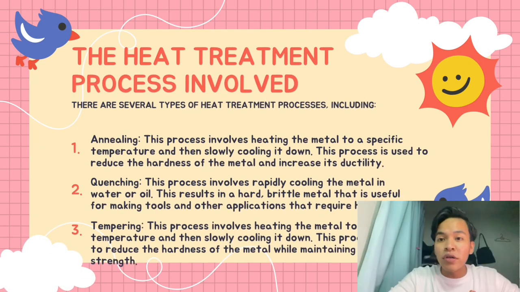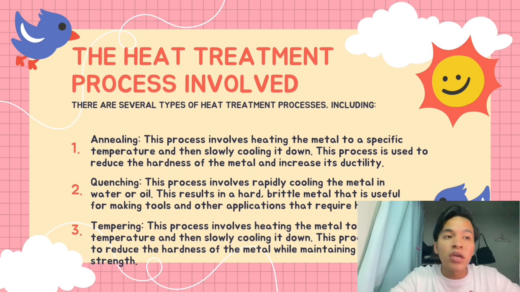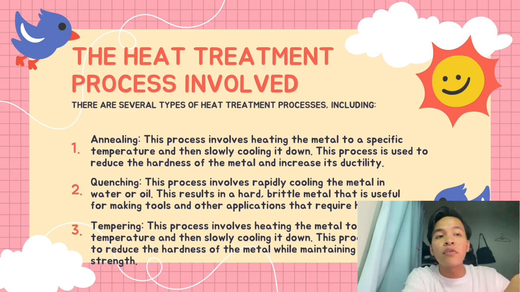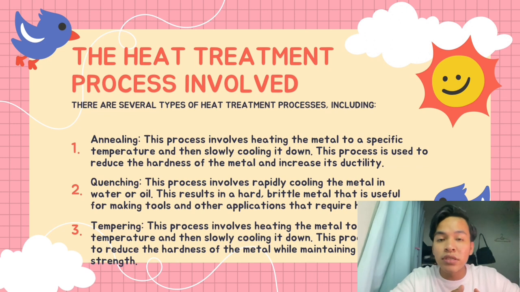Okay, for the second slide, we explain about the heat treatment process involved also, and there are several types of heat treatment process, including four. The first one is annealing, the second one is quenching, the third one is tempering, and the fourth one is normalizing.